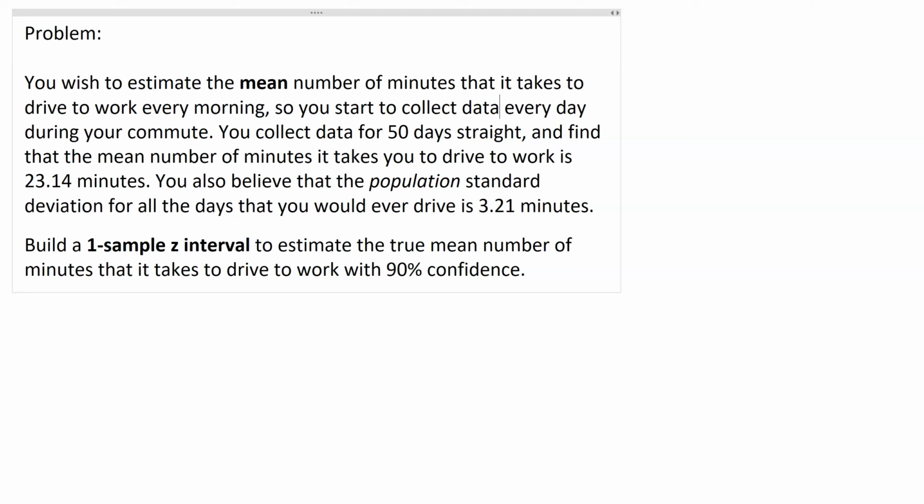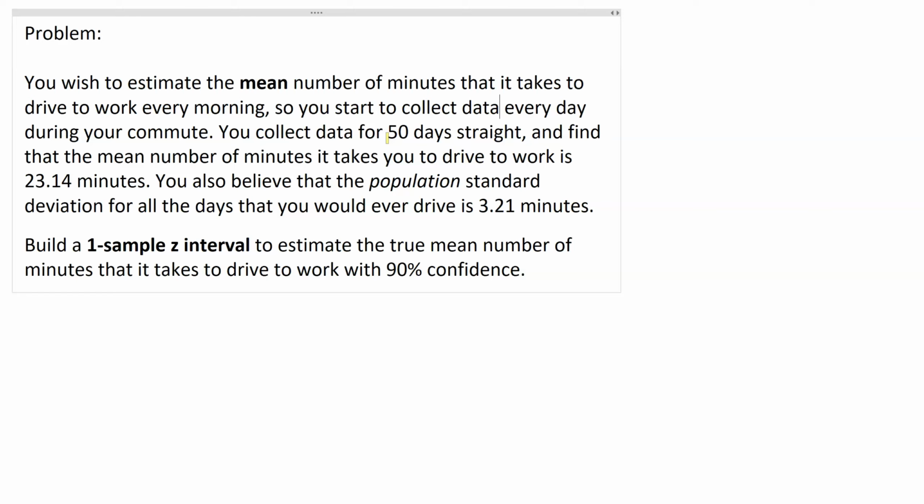The problem states you wish to estimate a mean number of minutes that it takes to drive to work every morning. So you start to collect data every day during your commute, and you collect data for 50 days straight, and find that the mean number of minutes it takes you to drive to work is 23.14 minutes. You also believe that the population standard deviation for all of these days that you would ever drive is 3.21 minutes. Build a one sample Z interval to estimate the true mean number of minutes that it takes to drive to work with 90% confidence.